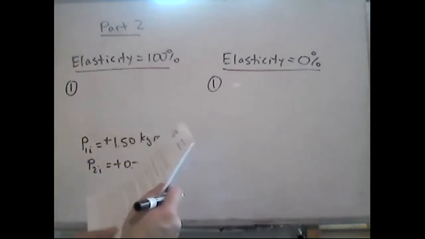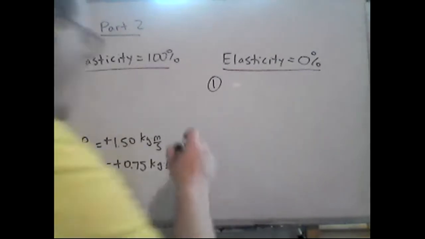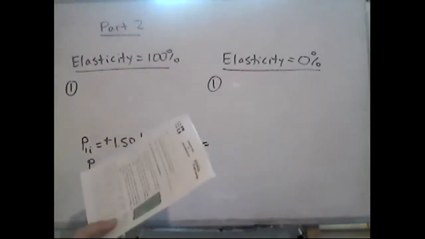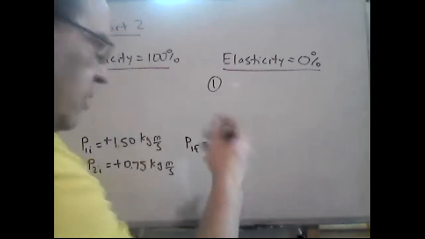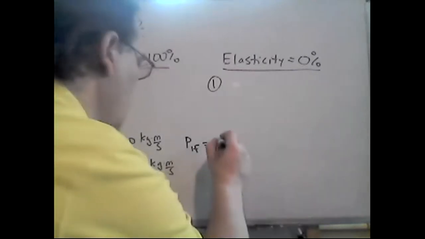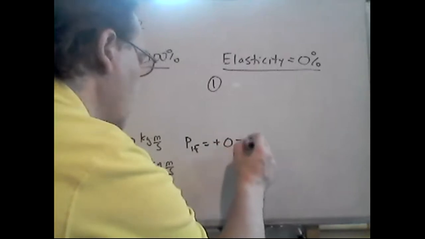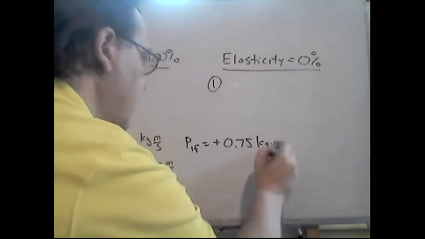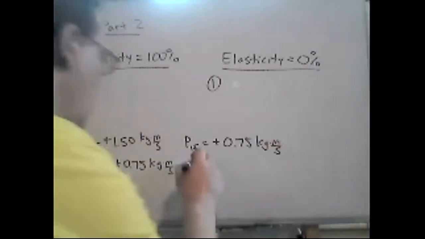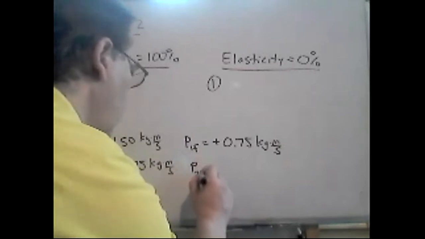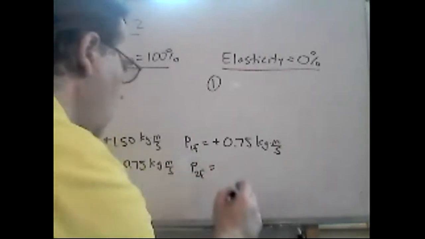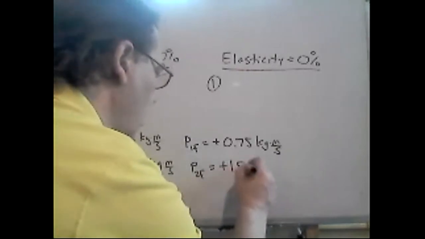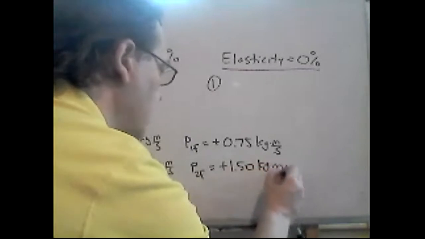Then I look after the collision, what happened? Well, P1F, remember they exchanged momenta. I'm keeping the hats off, even though they are vectors. So it went to positive 0.75 kilograms meters per second. And this would be work that you would do off on the side and turn in. P2F would be positive, and again, they exchanged momentum, 1.50 kilograms meters per second.